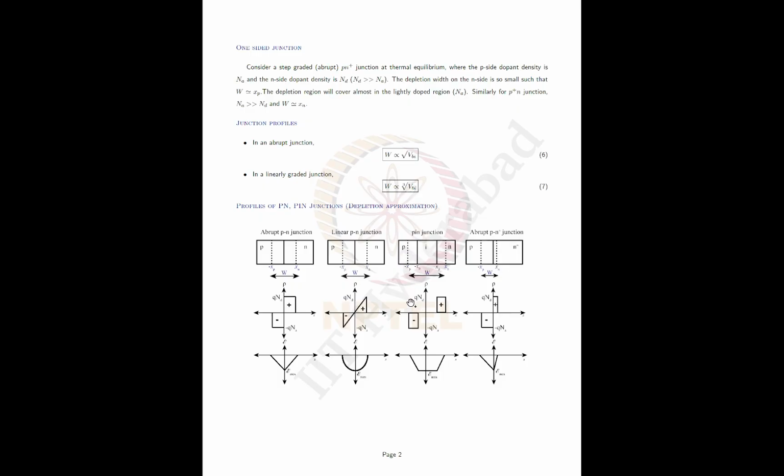For a PIN junction, your charge will look like this, and when you integrate over it, the electric field will look like this. For an abrupt PN plus junction, your charge will be like this almost, and then similarly, your electric field will look like this.